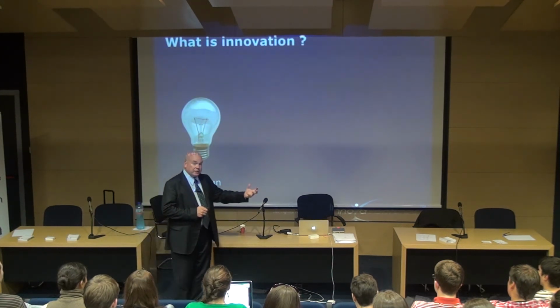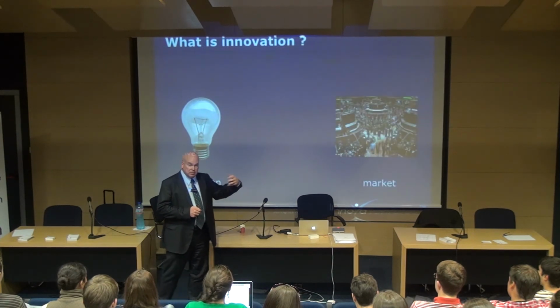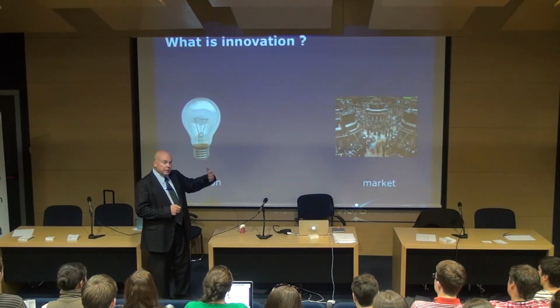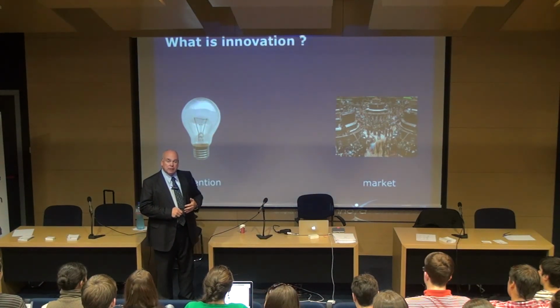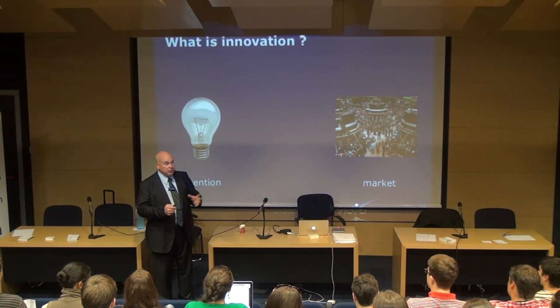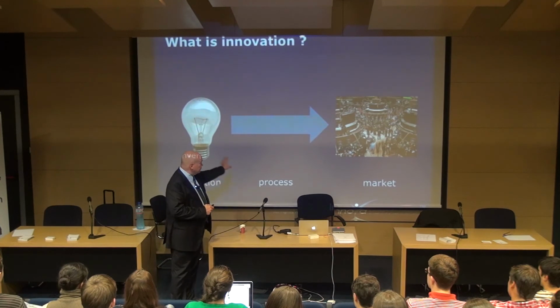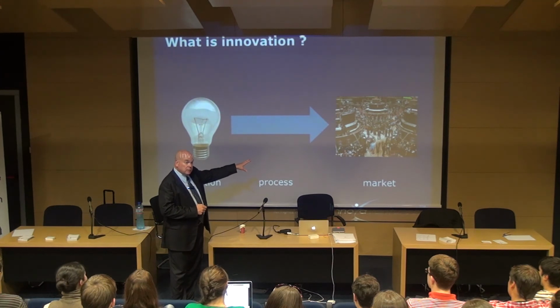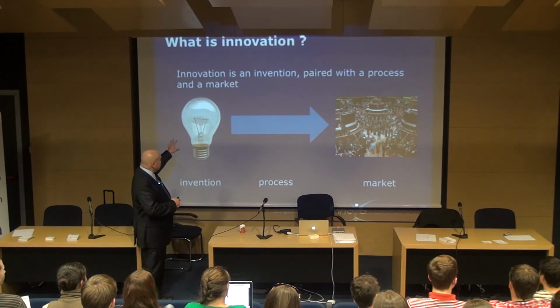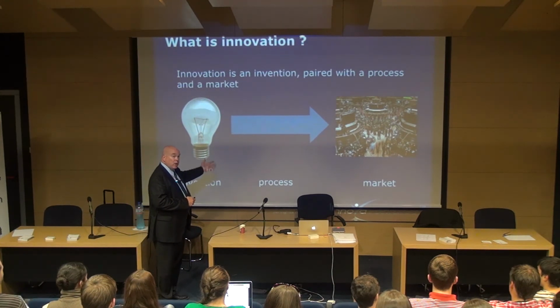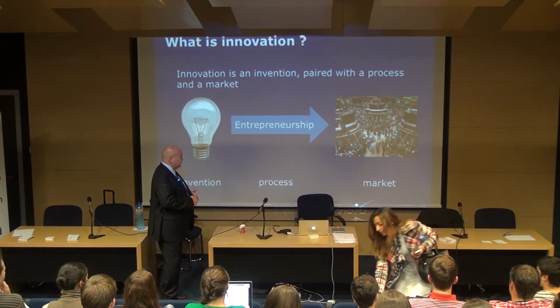And that invention you're trying to take to a market. So the second component is the market. That could be a new market, that could be an existing market, a niche market, many different types of markets. And you're trying to take it there. And to do that, you need a process that basically takes that invention to the market. So we talk about innovation being an invention paired with a process and a market. And that process that we're talking about is entrepreneurship.